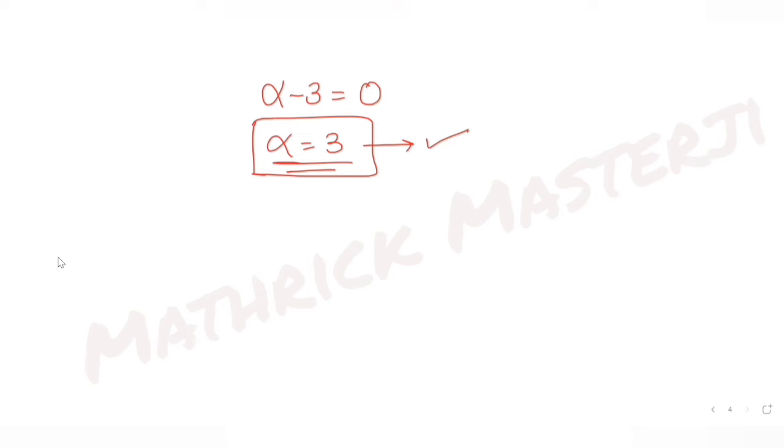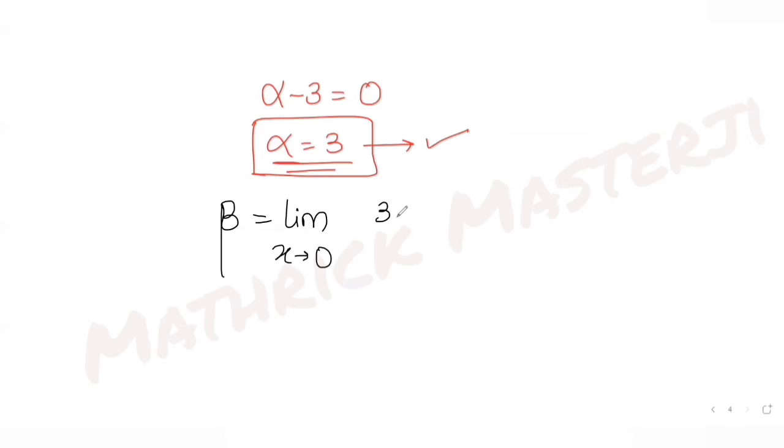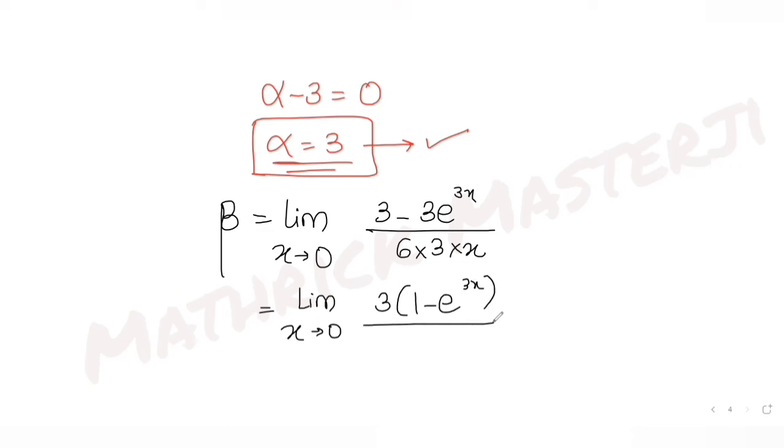Now once I have the value of alpha, beta becomes limit x tends to 0 of 3 minus 3 e raised to 3x divided by 6 alpha x, that is 6 into 3 into x. So that gives you limit x tends to 0, 3 common, 1 minus e raised to 3x divided by 6 common, and you have 3x. Now if I again plug in x as 0 everywhere, it makes it 0 and 0, so it basically becomes an indeterminate form, which is 0 by 0.